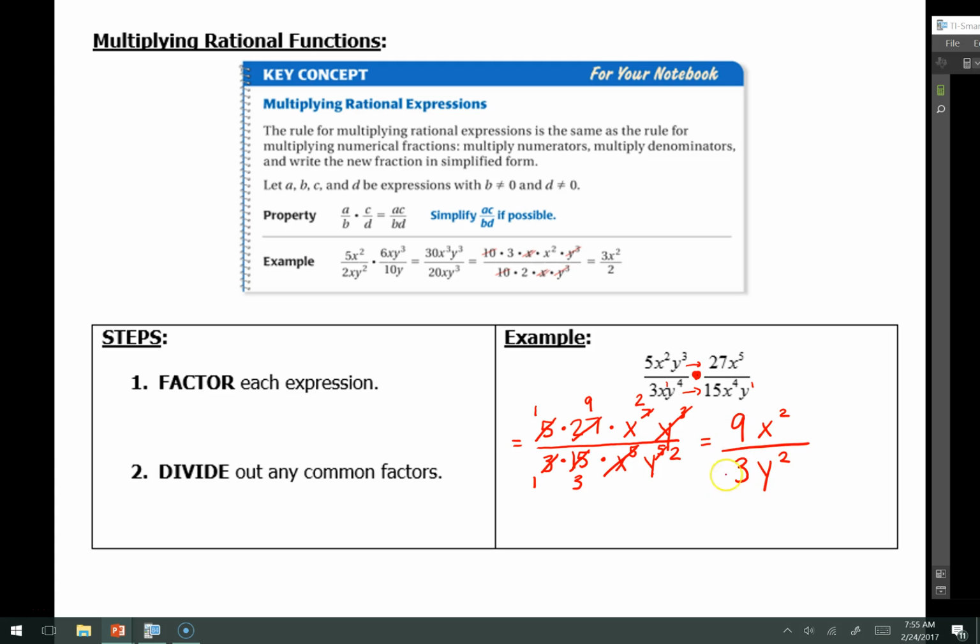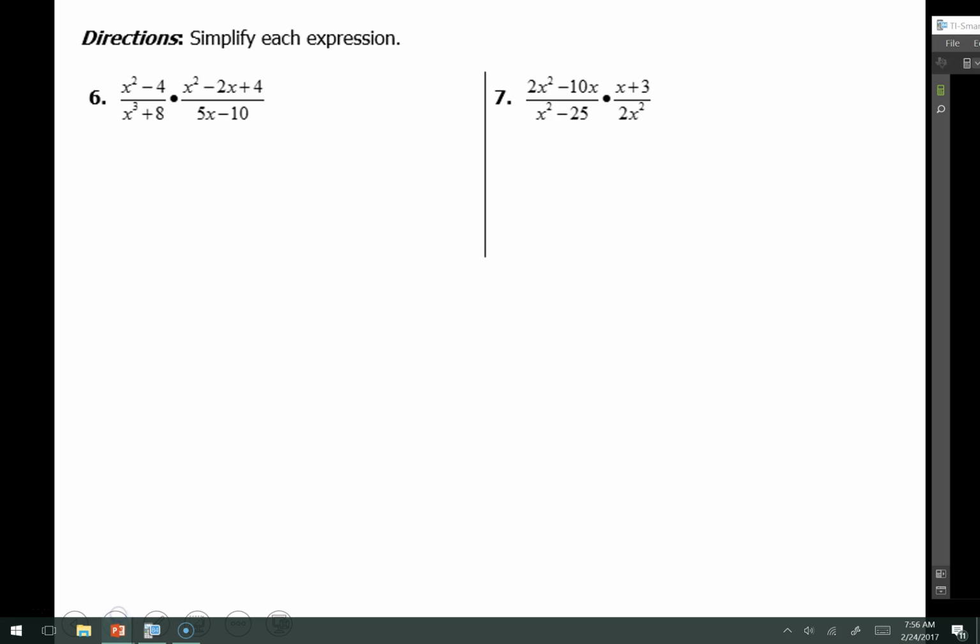There's a little bit more simplification we can do with this 9 divided by 3. 9 divided by 3 is 3. So that means our final answer is 3x squared divided by y squared. So really what we're looking at here is doing as much division as possible, and we need to factor first in order to do that division. So let's look at one where we actually have to do some factoring.